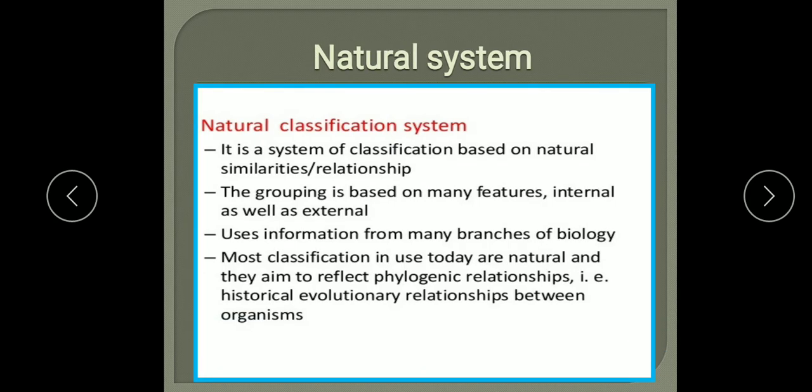What is the next system of classification? The next system is the natural system of classification. It is a system of classification based on natural similarity and relationship. This classification was proposed by Michel Adanson, and it was used by Bentham and Hooker also for the classification of plants. In this system, the classification is based on a large number of features.